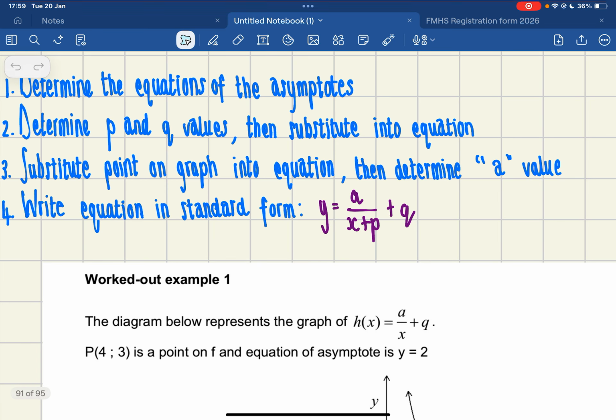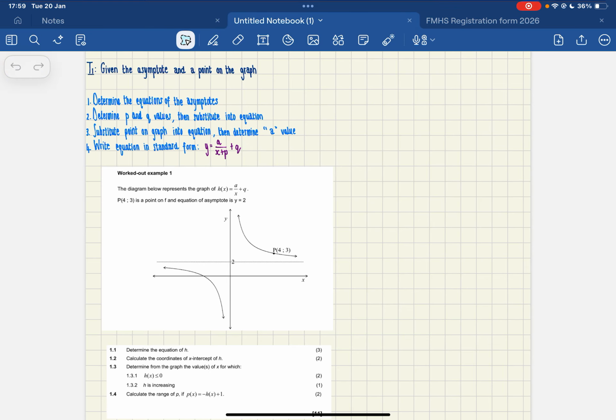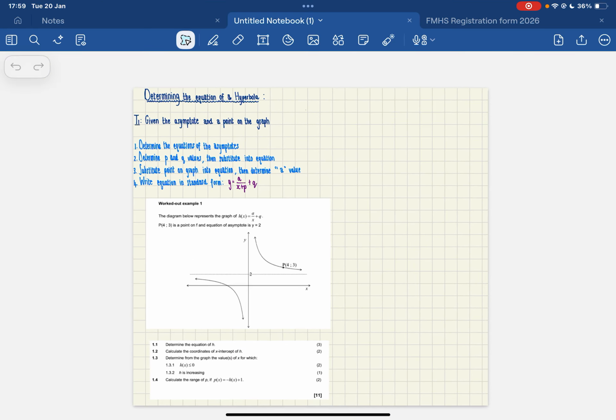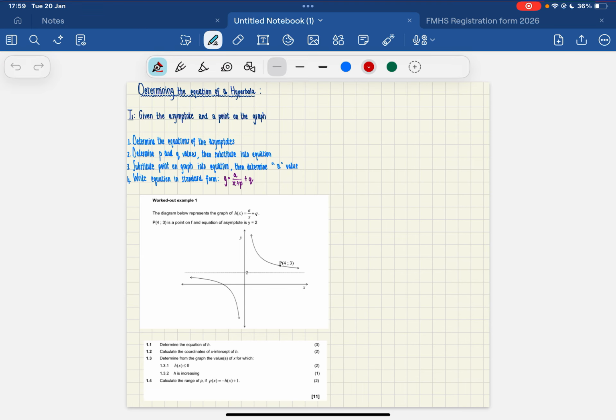Then we substitute the p and q values into the equation, and we take the point that lies on the graph, this point (x, y), and we substitute it into the equation and solve for a. And last but not least, boys and girls, we rewrite the equation as y is equal to a over x plus p, plus q. Okay, now let's quickly work through these examples so that we can see what I'm talking about, and put the theory and content that I've given you into practice.